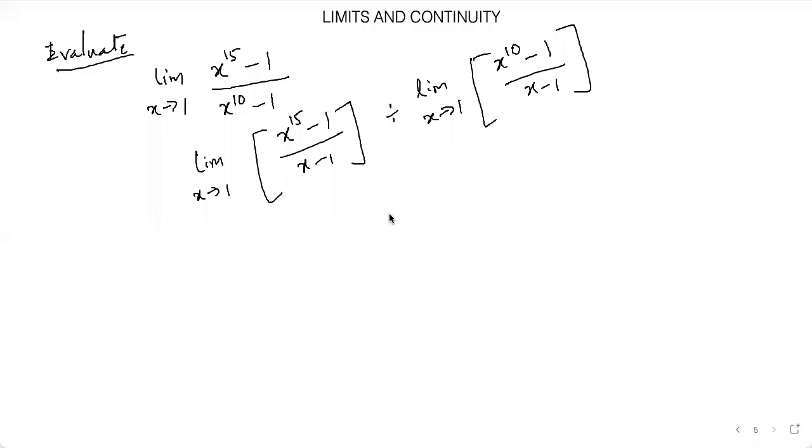Further we can write like this. Now let us simplify. So this is 15 into 1 to the power of 14, divided by 10 into 1 to the power of 9. So this will be 15 by 10, which is equal to 3 by 2. So this will be the solution.